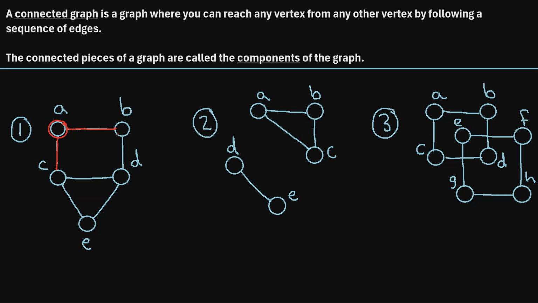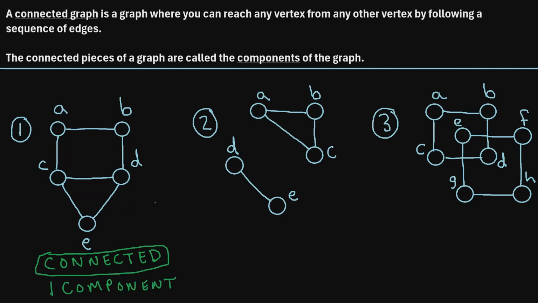So we can see that if we start at vertex A, we can reach any other vertex in the graph just by following a sequence of edges. And if we repeat this process for every vertex, we'll find that we can go from any vertex we want to any other vertex in the graph. So we would say that this is a connected graph. And when we have a connected graph like this, we say that there's only one component of the graph. So the entire graph is considered just one component since the entire graph is connected. So that's our answer for this one. This is a connected graph and it just has one component.